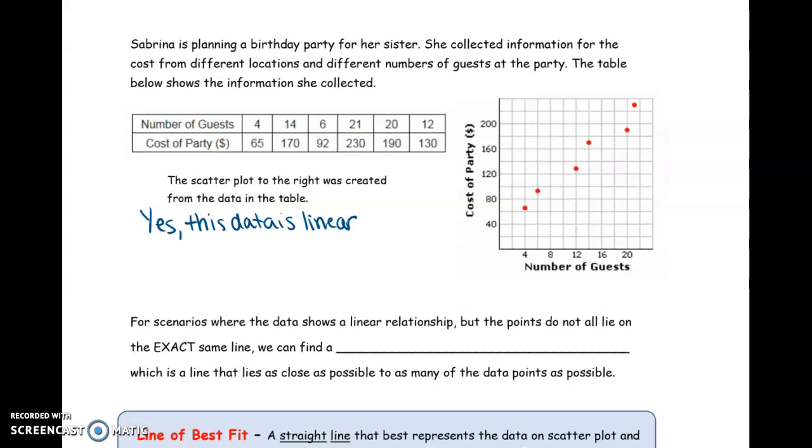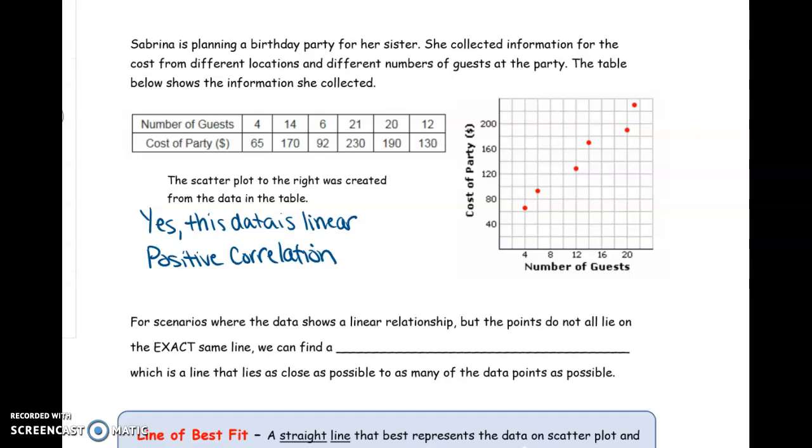And I would say that this data appears to show a positive correlation because again, it's going up, right? As the X value, number of guests, increases, the cost of the party is also increasing. Positive relationship, positive correlation, right?